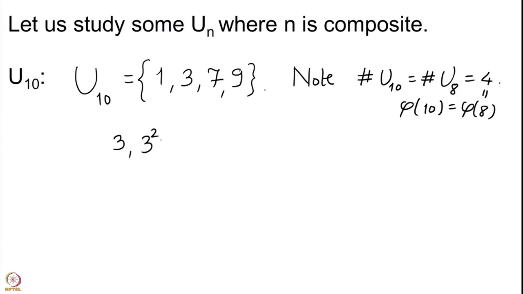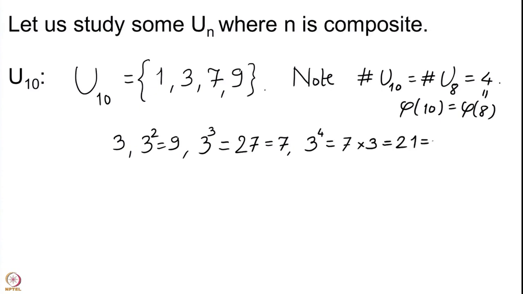So 3 square is 9, 3 cube is 27 which is 7 because we are working modulo 10, and then 3 raised to 4 is 7 into 3, this is 21 and therefore this is 1. So the order of 3 in this group is 4, and so we get that U10 is isomorphic to C4.